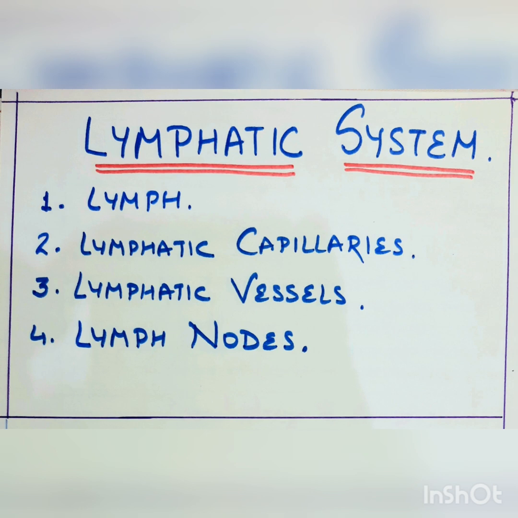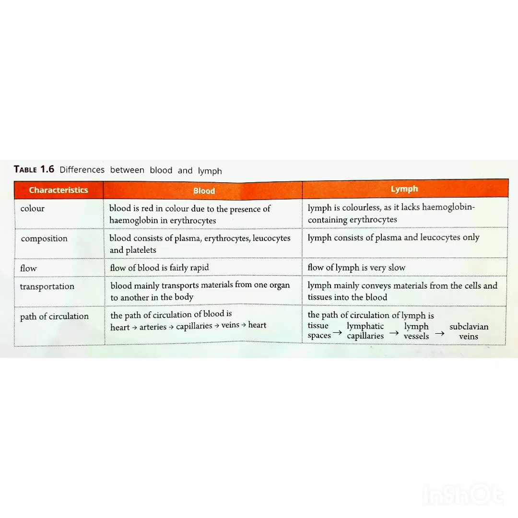Now, let us differentiate between blood and lymph. What is the difference between the blood and the lymph? The first criterion is color: blood is red in color due to the presence of hemoglobin, right? Whereas lymph is colorless, it lacks hemoglobin. The second criterion is composition. Blood consists of the plasma, the red blood cells which are called erythrocytes, the white blood cells which are also called the leukocytes, and the platelets. Whereas lymph consists of plasma and leukocytes only.